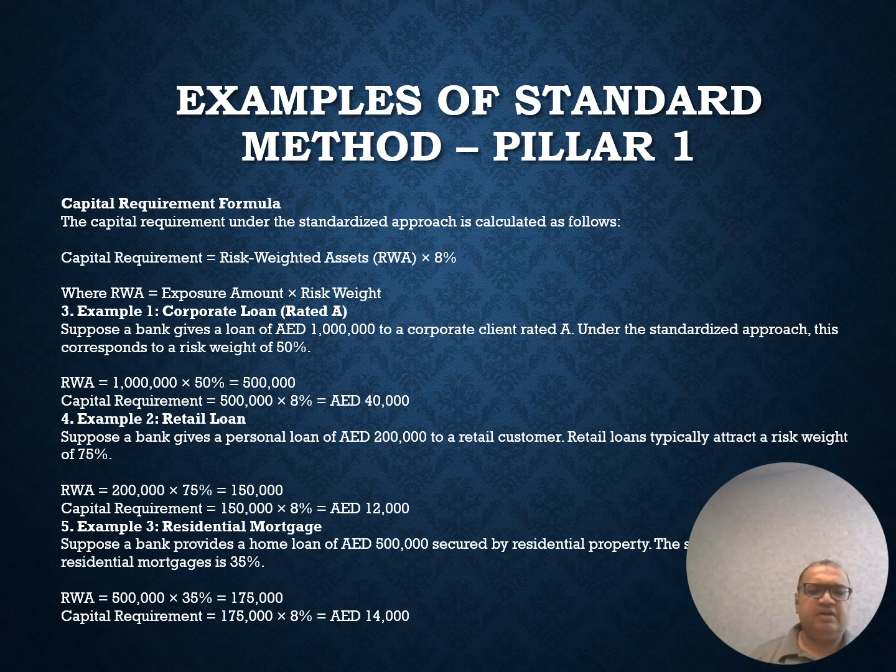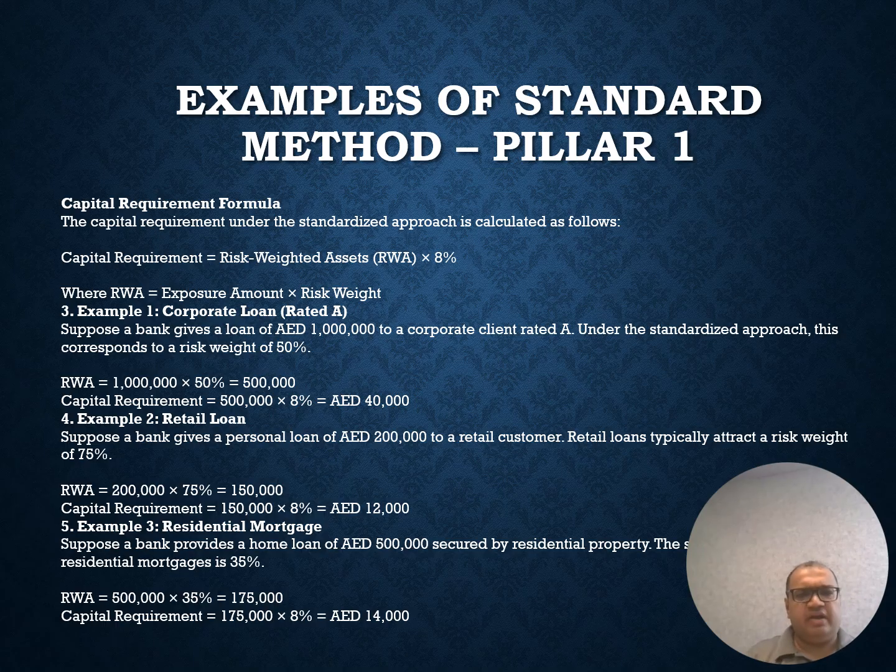So 50% into the 1 million equal to half a million dirhams you will have as your actual risk weight. 50% into 1 million, which is shown over here, and of which you take 8%, which is 40 million, you will take as your capital.